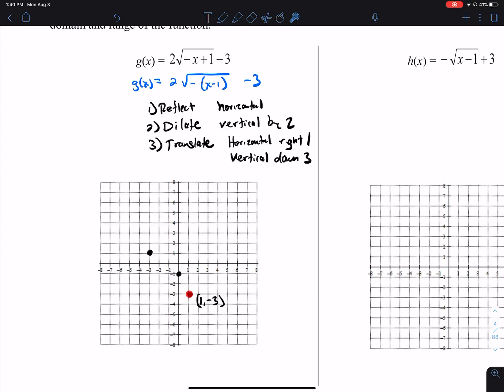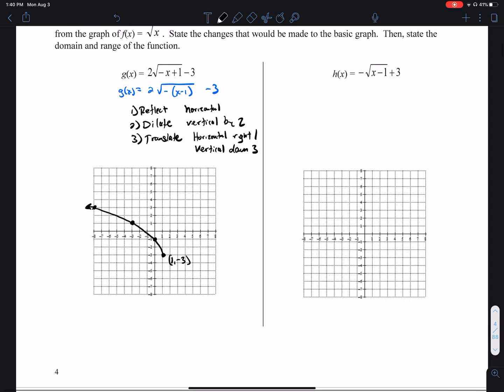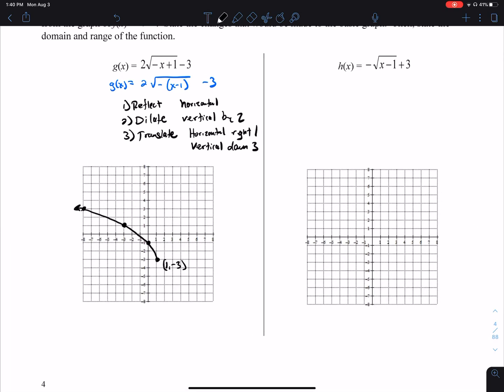Start here. I go to the left 9. Square root of 9 is 3. I double it. That puts me here. Notice when I did this, I wasn't actually looking at any of the ordered pairs that would make these points. I'm just counting spaces. There is a way to do this with ordered pairs. We will get to that at some point. Some point today, hopefully.